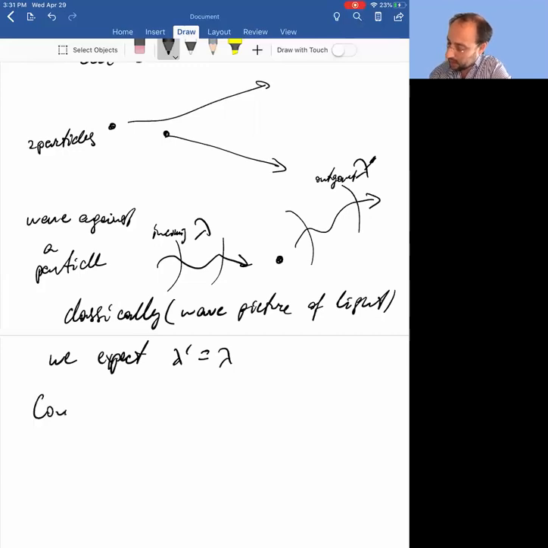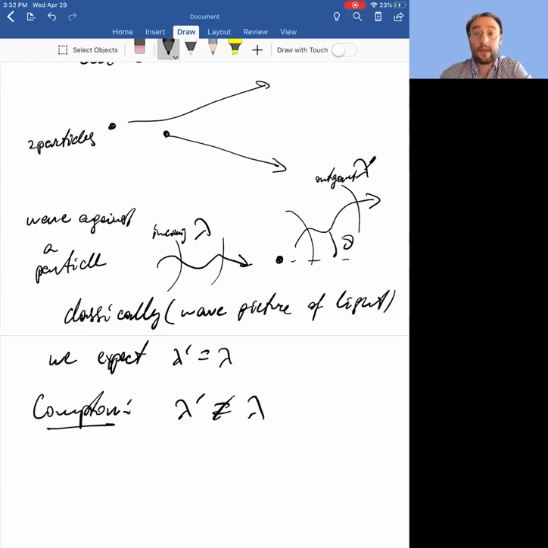Compton showed that lambda prime is not equal to lambda, but not just that. He showed specifically how lambda prime differs from lambda depending on the angle, okay? And then he was able to explain that result by taking seriously incoming light as a bunch of particles, photons, and treat it like a particle-particle collision.